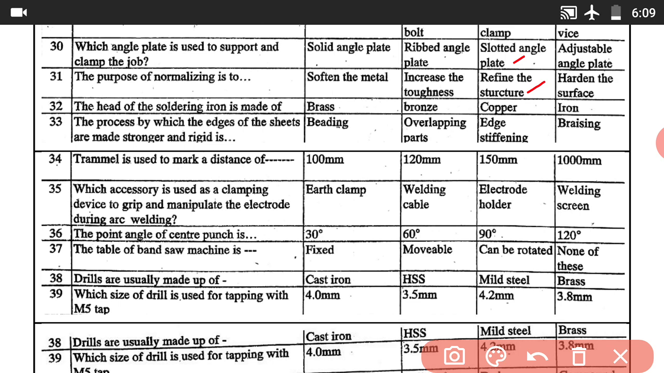Question number 32. The head of the soldering iron is made of dash. The answer is copper. Option C is the correct answer, copper.